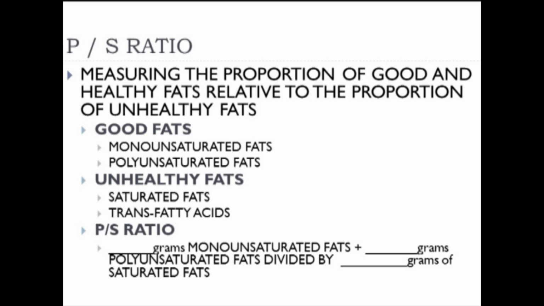All right, so here's a recap. What's the PS ratio? It's the measurement of the proportion of good and healthy fats relative to the proportion of unhealthy fats. Which are the good fats? Monounsaturated fats, tied to olive oil, oleic acid, and the Mediterranean diet. The polyunsaturated fats, the omega-6s, in addition to those that are called the omega-3s. These are all polyunsaturated fats. Unhealthy fats: saturated fats and the trans fatty acids. So what is the ratio? It's the grams of monounsaturated fat plus the grams of polyunsaturated fat divided by the grams of saturated fat.